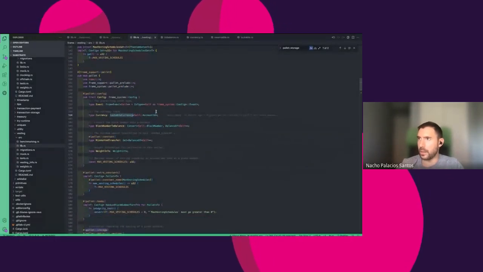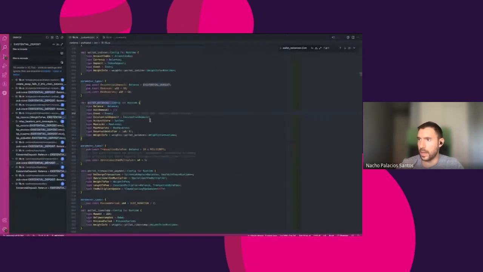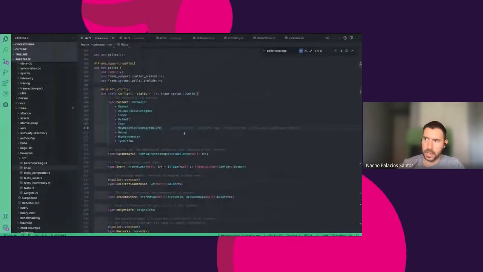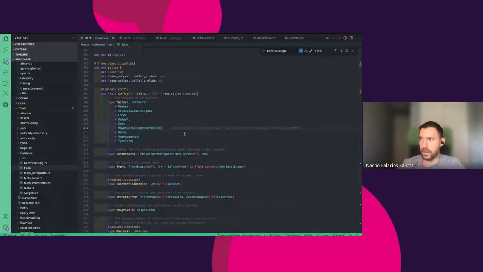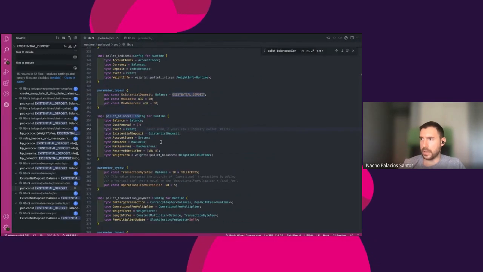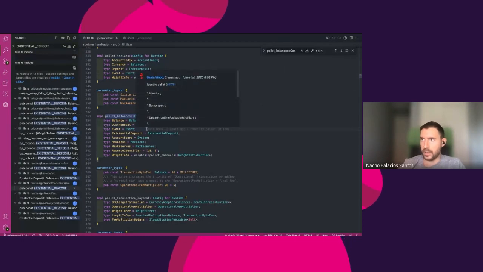The first one is the balance type. As I was saying, not much to say about this type, maybe just to mention that it should be at least a 32-bit unsigned. The next one, in this case, I think it's unsigned 128 in the case of Polkadot.